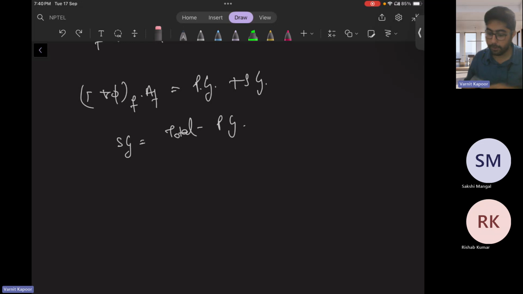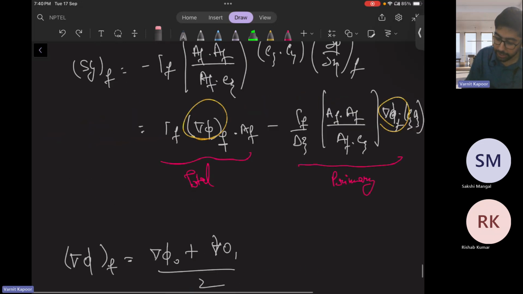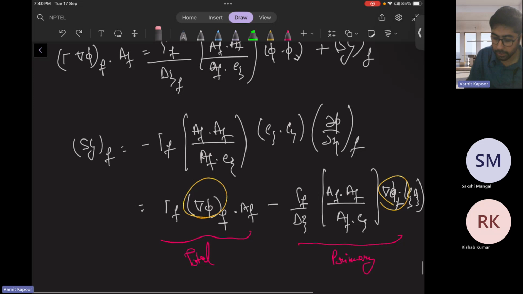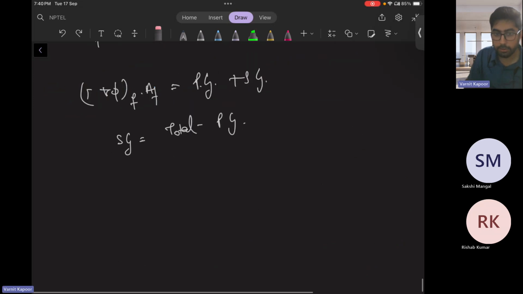Earlier we used to have the secondary gradient with dou phi by dou zeta, and now it is reduced to grad of phi on the face. So if we can calculate the gradient of phi on that face, we can calculate the secondary gradients. Using the approximation, the gradient of phi can be assumed to be constant in a cell. If it is constant in any cell, then the gradient on the face can be written as an arithmetic mean of the gradients of the cell values.